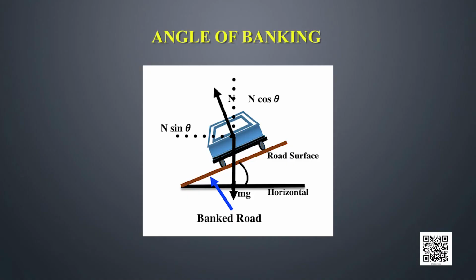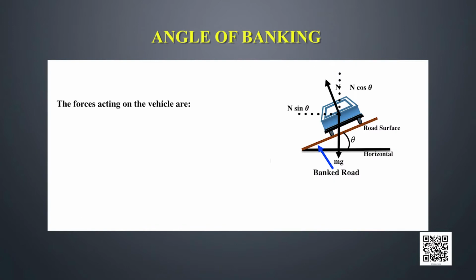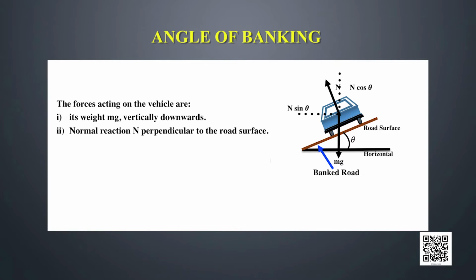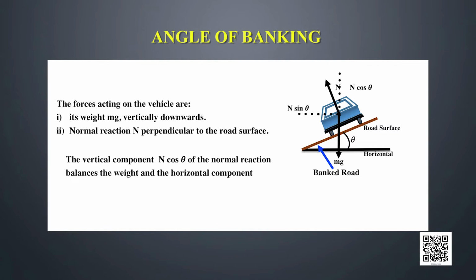Here we will be calculating the angle of banking. We will totally eliminate the force of friction as provision for the centripetal force. The forces acting on the vehicle are its weight mg vertically downwards, and the normal reaction N perpendicular to the road surface. The vertical component N cos theta of the normal reaction balances the weight of the car, and the horizontal component provides the necessary centripetal force.